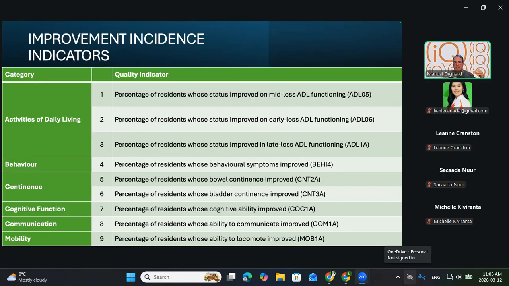And these matter because they help shift the mindset from maintenance to potential. They allow care teams to identify where their interventions are making a real difference. For example, if your physiotherapy program is working, then you might see an improvement in mobility or in ADLs. If your behavior management strategies are effective, maybe you'll see gains in behavioral symptom reduction.